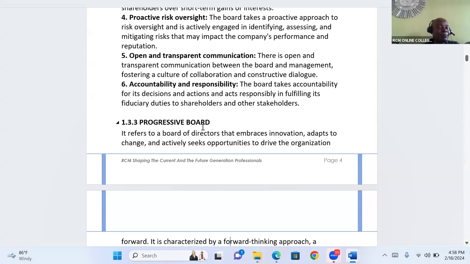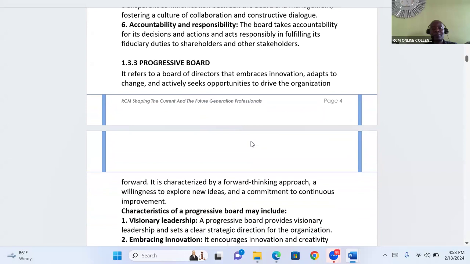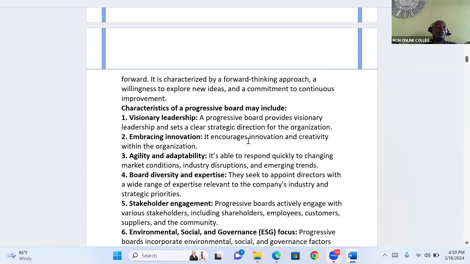It refers to a board of directors that embraces innovation, adapts to change, and actively seeks opportunities to drive the organization forward. And the characteristics are here. We have visionary leadership. They have a vision. And they'll always be talking about the vision of the company to other employees and stakeholders. A progressive board provides visionary leadership and sets a clear strategic direction for the company.